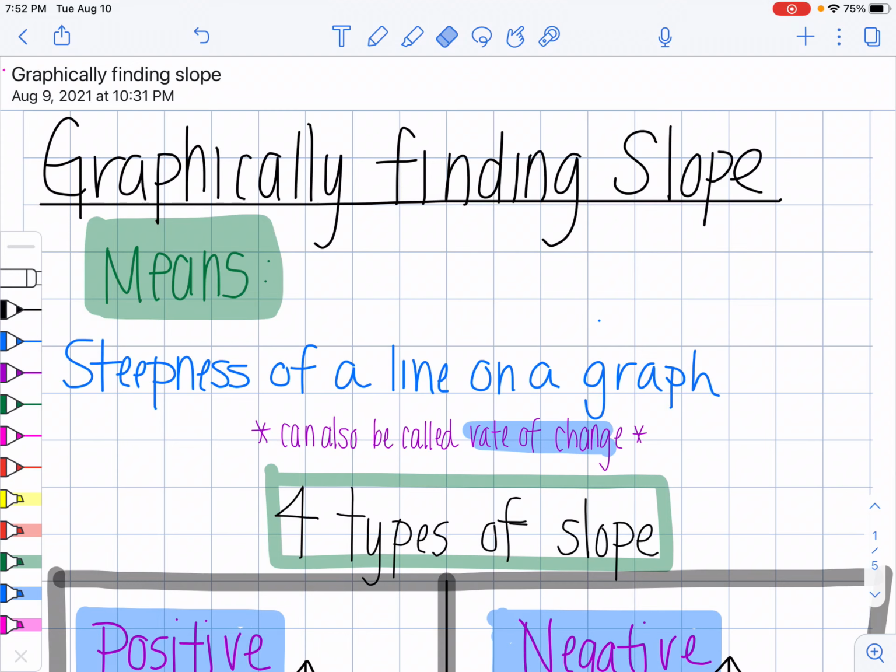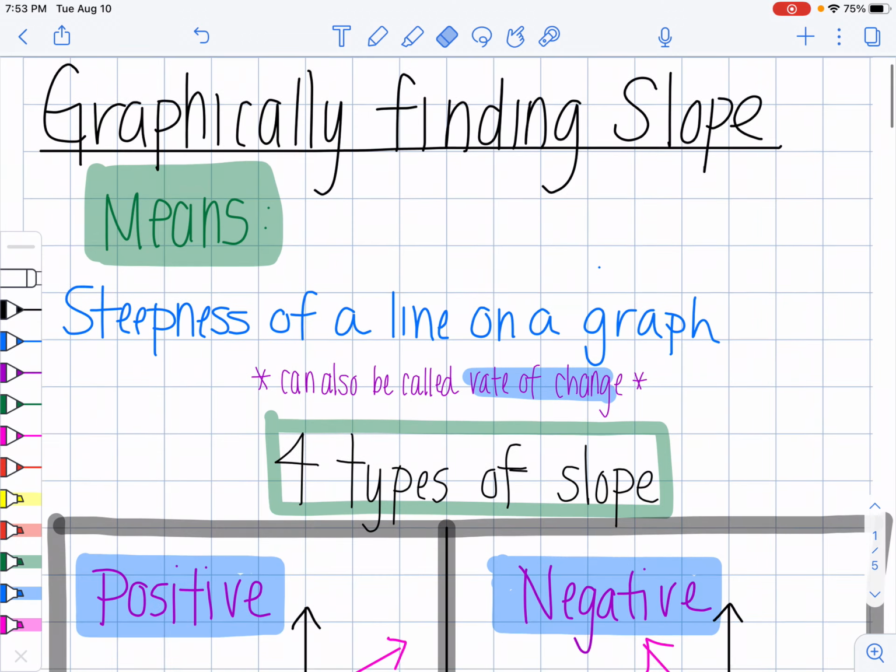In this video, we're going to talk about how to graphically find a slope, which means if I'm looking at a graph of a line, I want to figure out how steep my line is, because slope means the steepness of a line. And you might have also heard the term rate of change. Rate of change means the same thing as slope. They're just talking about the steepness of it. So there's 4 kinds of slope that we can look at.